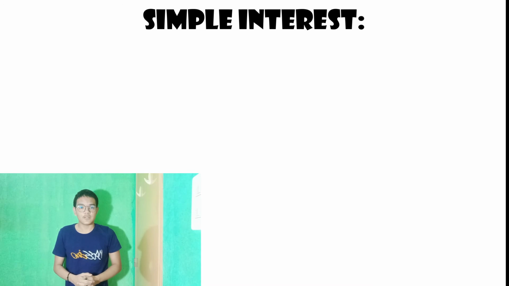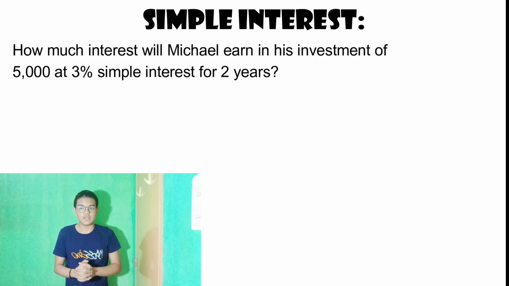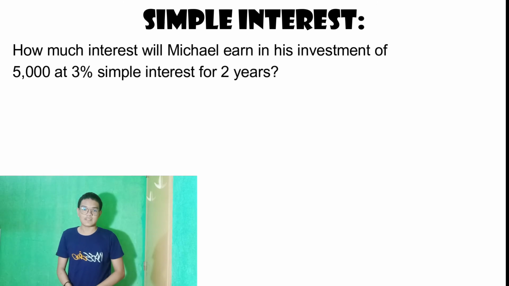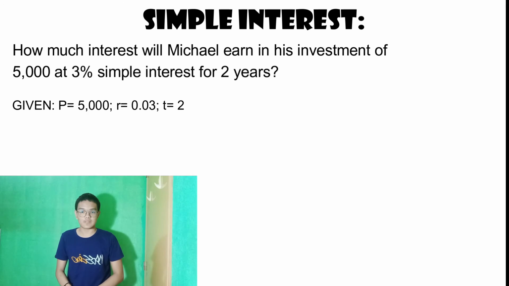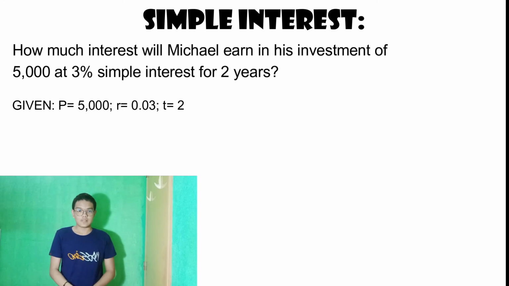For our third and last problem: how much interest will Michael earn on his investment of 5,000 pesos at 3% simple interest for 2 years? For this problem, we are tasked to find the interest. So again, we must find the given values. Our principal is 5,000, our rate of interest is 0.03, and our time is 2 years.